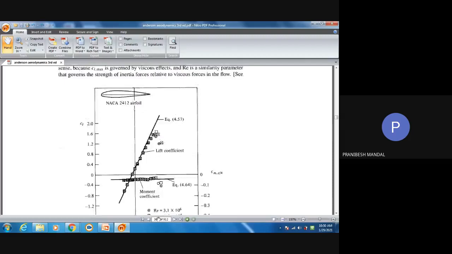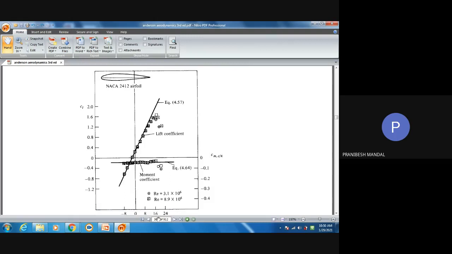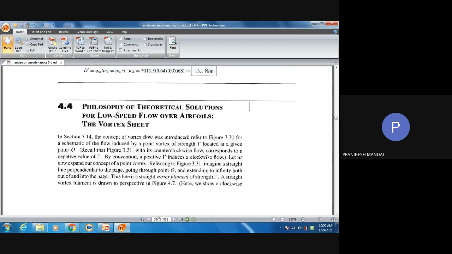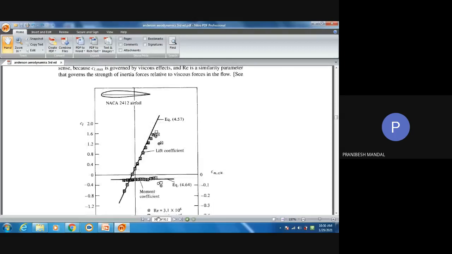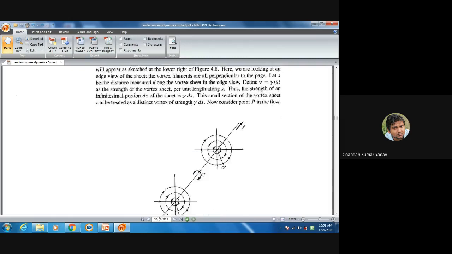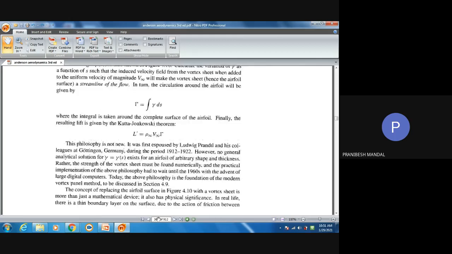You see the moment coefficient curve, okay? How much is the moment coefficient showing? The moment coefficient is positive or negative? Positive. Hey, look carefully. Negative, sir. So the moment coefficient is by default negative, okay? Yes, sir.